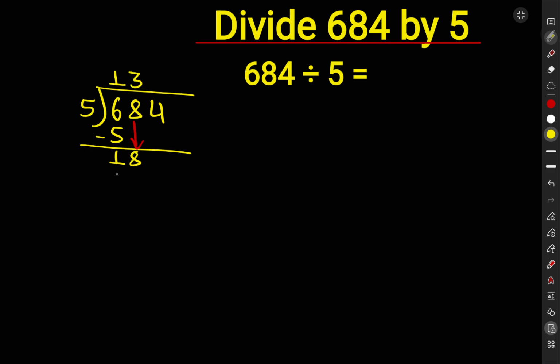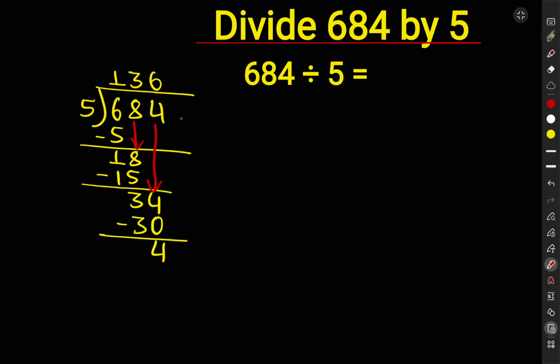5 times 3 is 15. On subtracting we get 3. So again we put down this 4 and it is 34. 5 times 6 is 30. On subtracting we get 4.